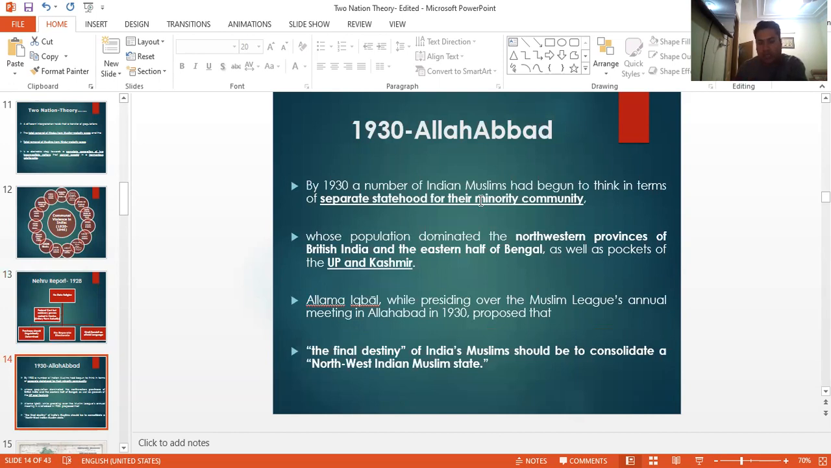Allama Iqbal came up with the idea that for Hindus and Muslims, their final destiny would be a separate homeland.